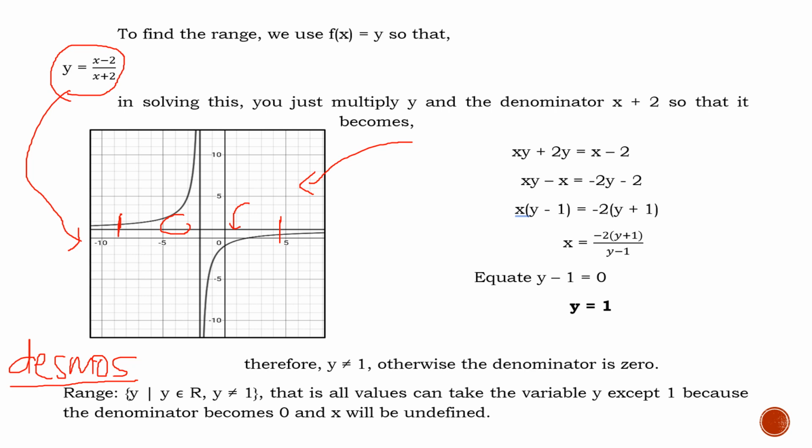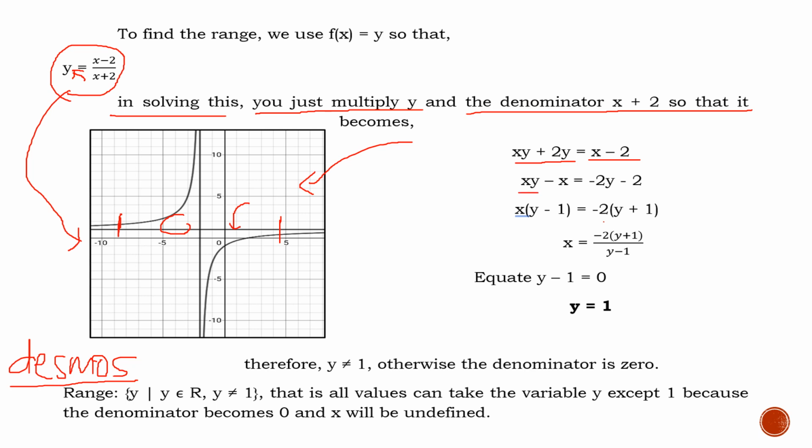Now, moving forward with the values of y, in solving this, you just multiply y and the denominator x plus 2. So we need to cross multiply, then it becomes x multiplied by y plus 2y is equal to x minus 2. So we're going to factor out your x and move -2 to the other side of your equation.